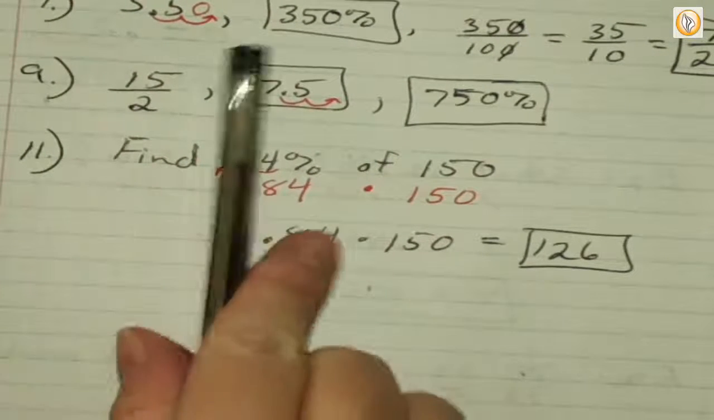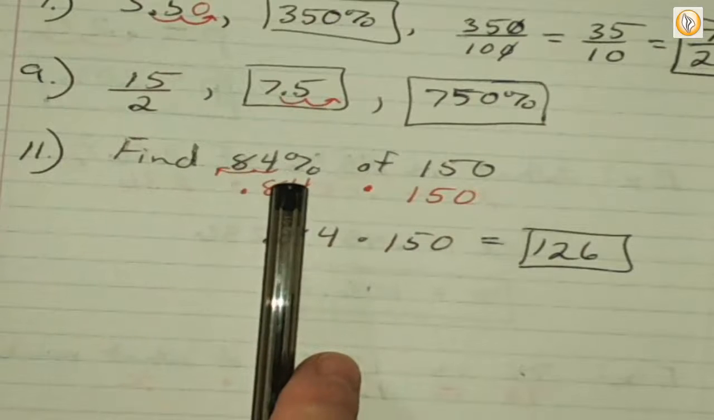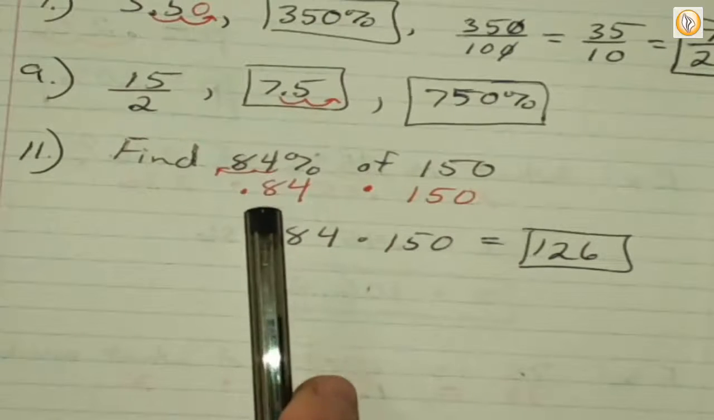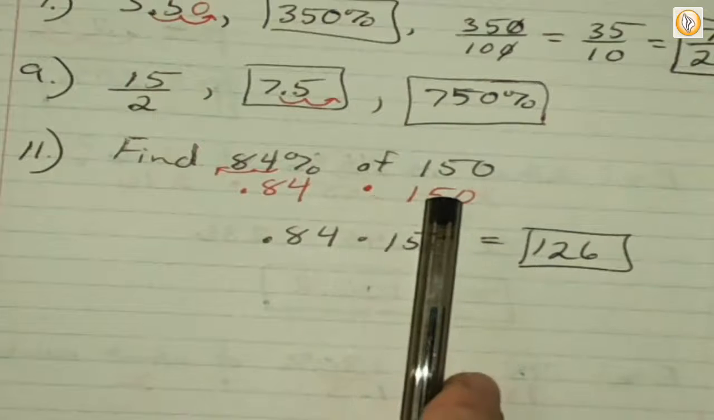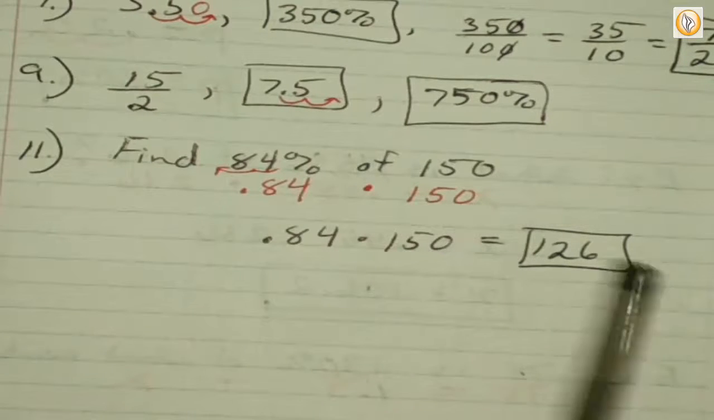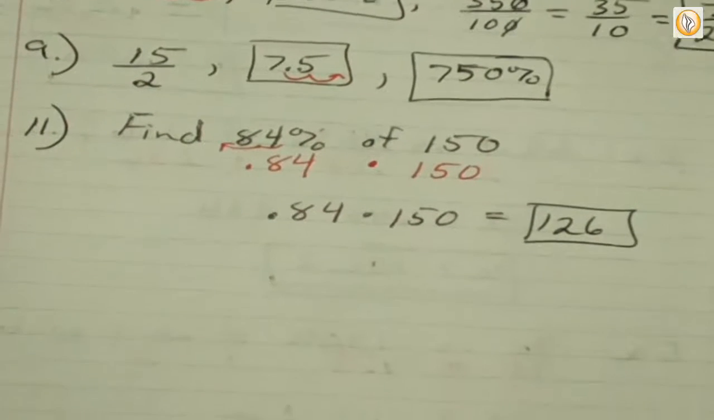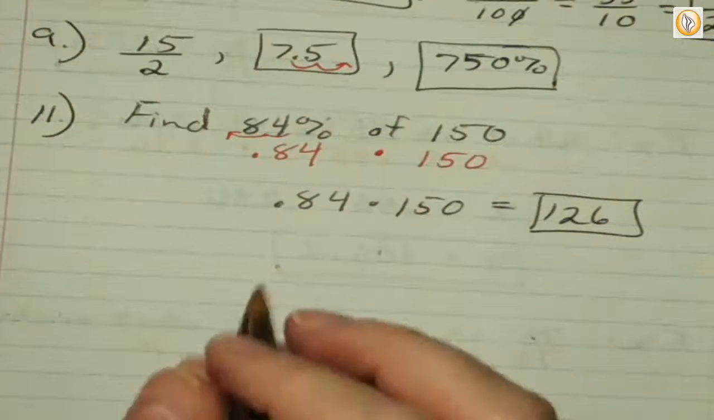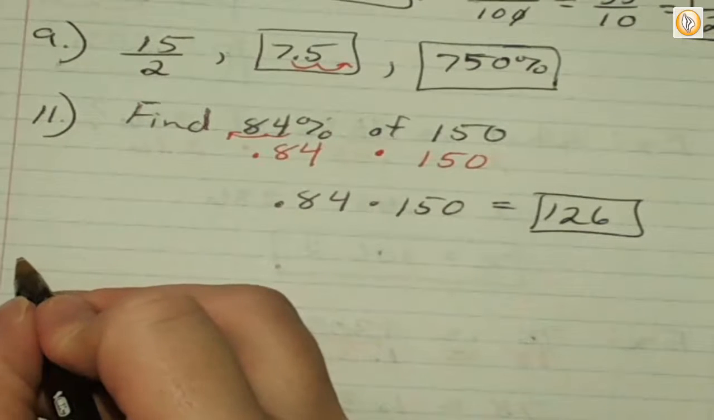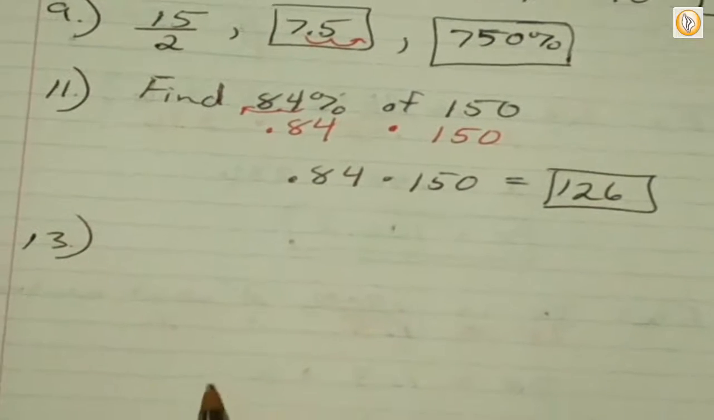Kids freak out over these all the time. Just write what you know, change percent to decimal, of is multiplication, multiply, you're good to go. Not too bad, right? Well, let's see. Any questions about that? All right, 13.